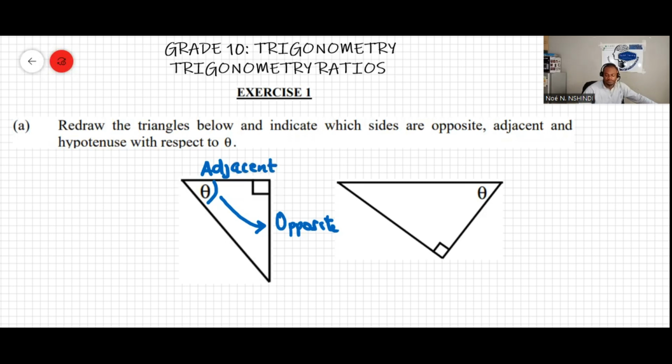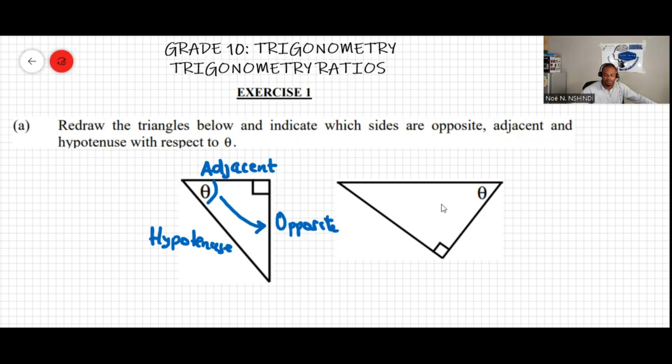And then this other side is the longer side of the triangle. Okay, the longer side of the right angle triangle is the hypotenuse. Okay, so this is the hypotenuse. The hypotenuse is the longer side of the right angle triangle, and it is opposite to the 90 degrees angle.